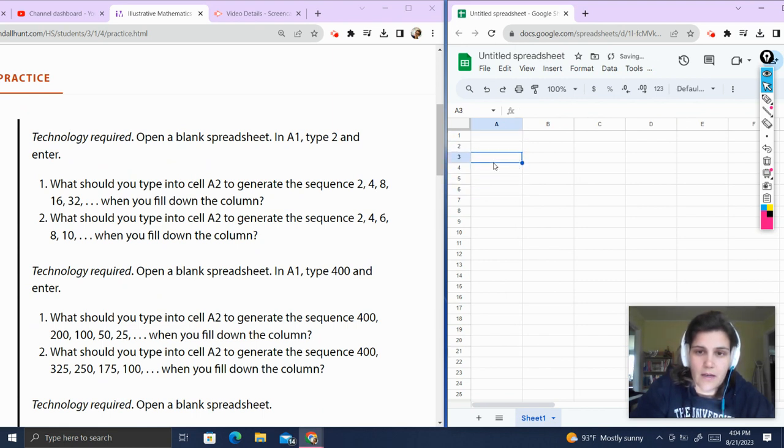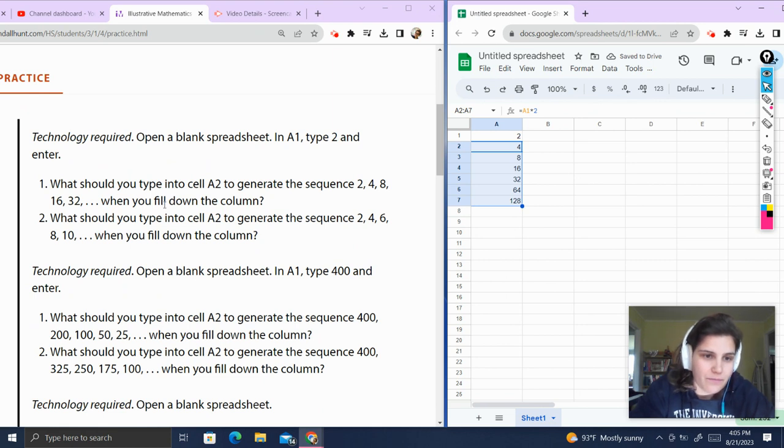So in this case, it said type a 2 into cell A1, enter. And then in cell A2, I'm going to put is equal to the cell above it times 2, enter. That got me the 4, so let's see if it generates the rest of the sequence when I pull it down. There we did. We're done.